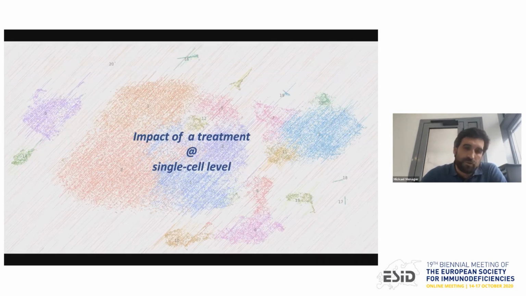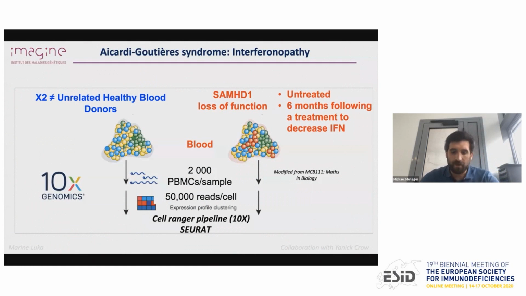So now I would like to show you a second example, which is, can we follow the impact of a treatment at the single cell level? Now we'll talk about the pathology of Aicardi-Goutières syndrome, which is also characterized by an excess of type 1 interferon. This project was performed with my colleague Yannick Rowe and his team at the Imagine Institute. And we are still working with cells from the blood, PBMCs.